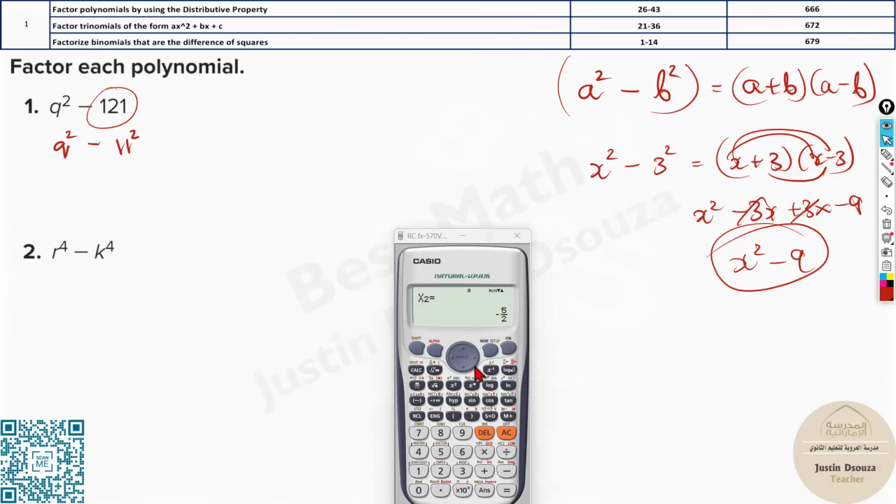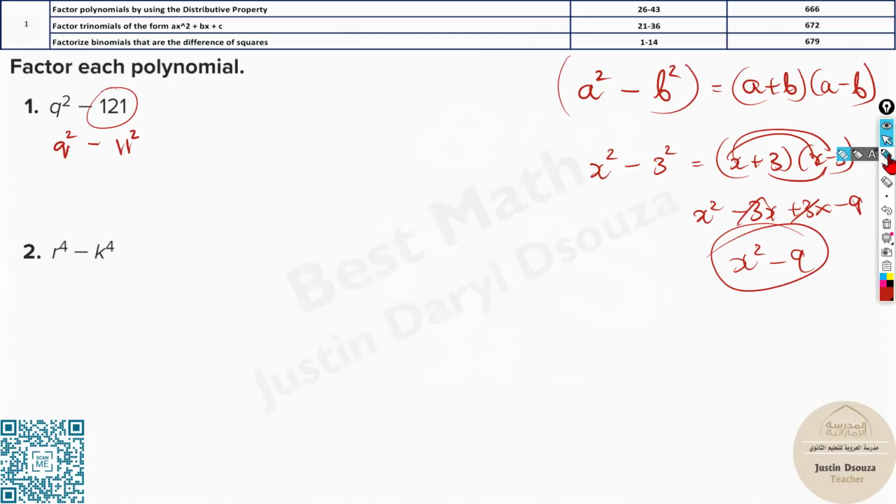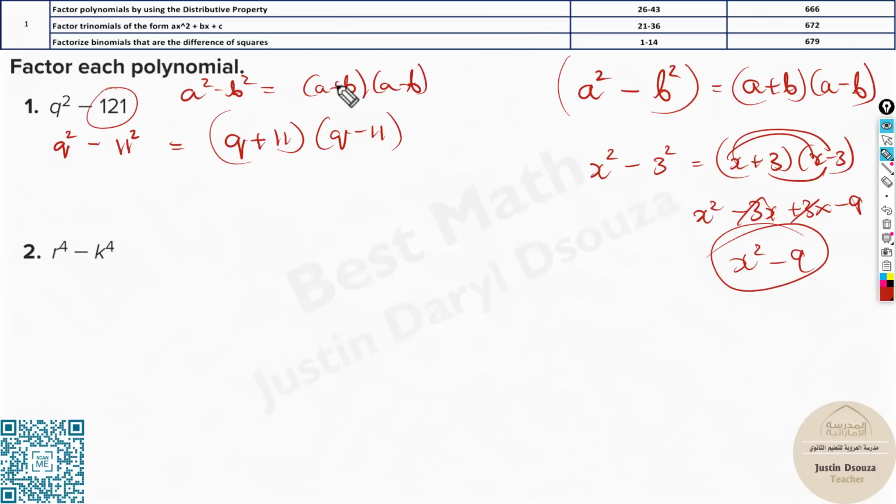I'll show you now. All you need to do is go to the computation mode. Use this radical symbol, that's square root. 121. What is the answer? It's 11. So 11 squared would be 121. That's it. So now we have written q squared minus 11 squared. That would be equal to q plus 11, q minus 11. Now, if it's in the writing exam, don't just write this answer. First, write the formula. A squared minus b squared equals a plus b, a minus b. This is the identity.